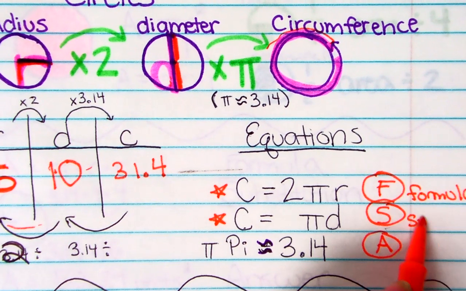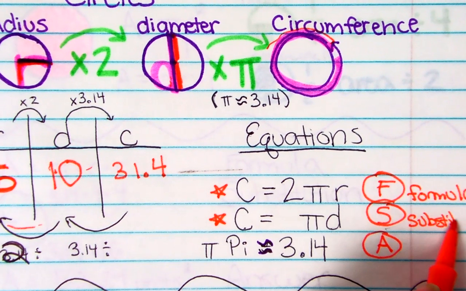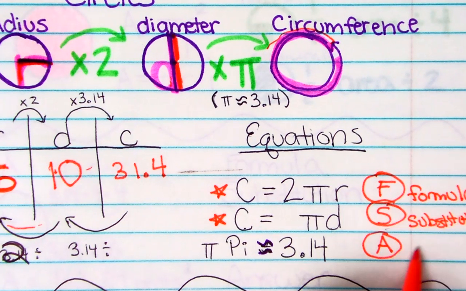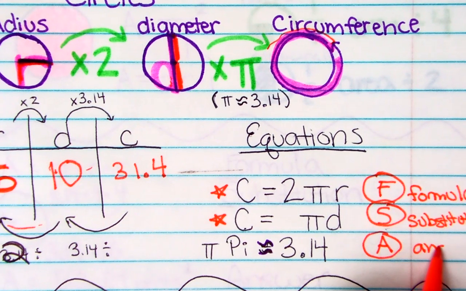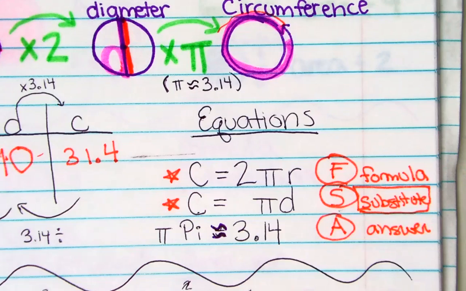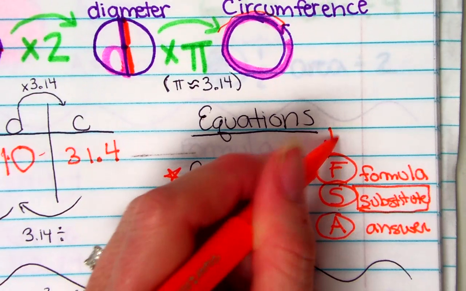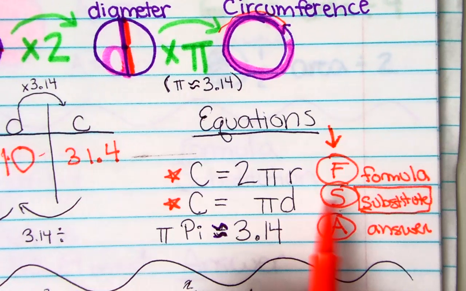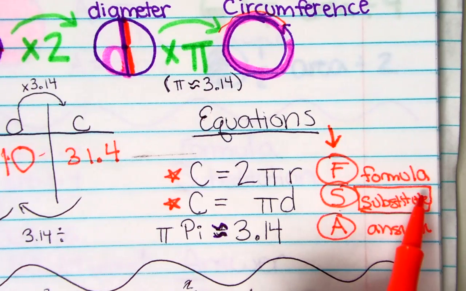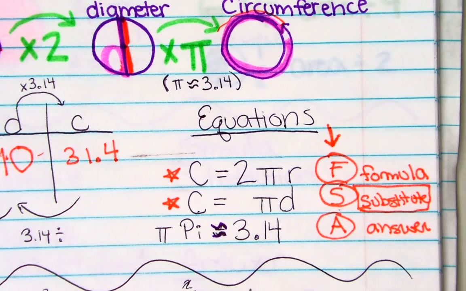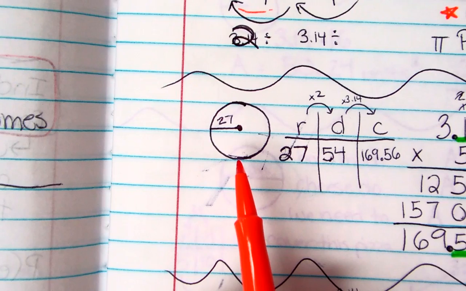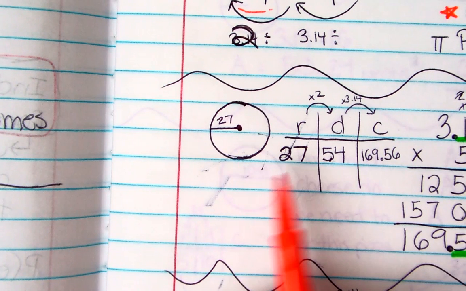Okay? And that's not an official math term. It's just a way for you to remember whenever you're given a formula, you then substitute, and then you find your answer. And substitute is a math term we want to make sure that we are familiar with. And so FSA is a little trick, an acronym to remember. You're going to write the formula, you're going to substitute or plug in the values, and then you're going to simplify and find your answer.